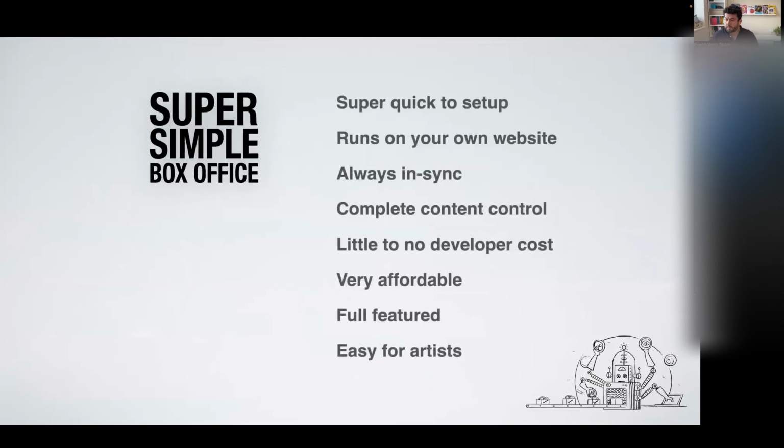So the key things about super simple box office: it's really easy to set up. It runs on your own website, so you have control over what it looks like, and you're not sending people off to different places. It's always in sync with Eventotron. There's only one place where you have to update information. You've got complete control over what content is presented on your website. Like if you suddenly remember that you've forgotten to include trigger warnings on your website or a warning about audience interaction, you can do that. You don't have to speak to your website developer to do it for you.